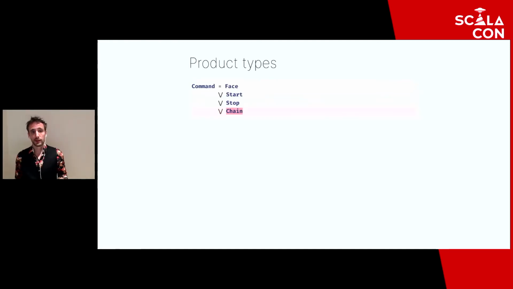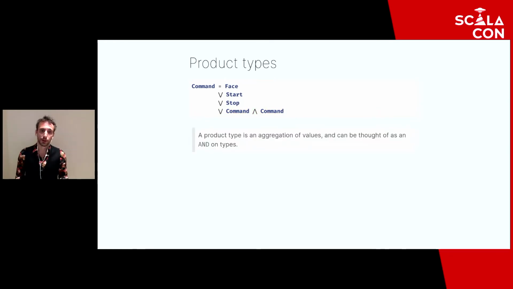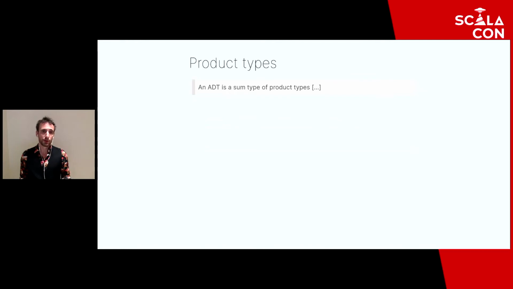Command is a chain, but chain is a composition of a command and another command, the first command and the second command, isn't it? And that is known as a product type. A product type is an aggregation of values, and it can be thought of as an "and" on types. So we now have a better definition of algebraic data types. We know that they are sums of product types.